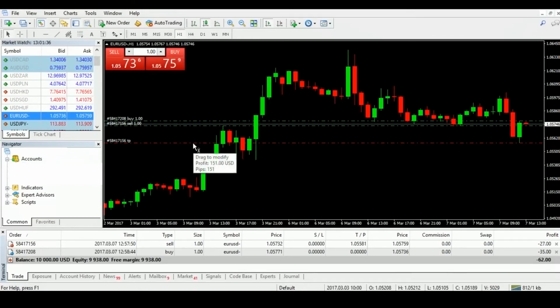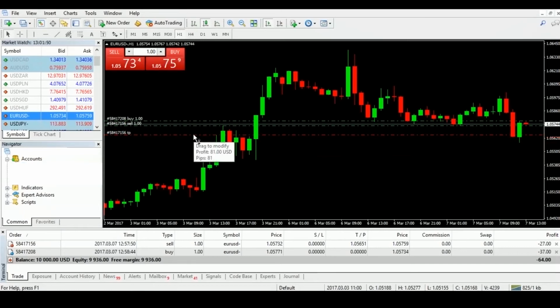So if you hover over your take profit, you will be able to see how many points it is, or pips rather, and how much profit you will be making. And even after you've set it, you can move it up or down again.